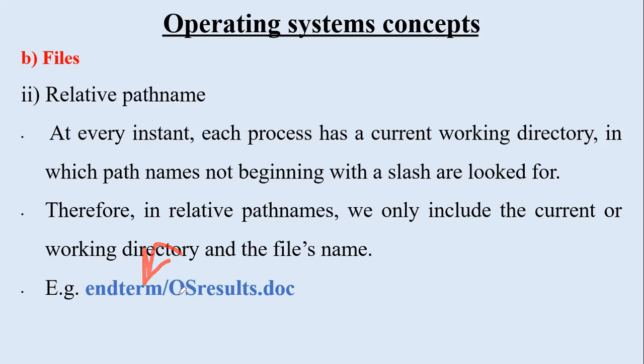And in this case, our file, which is called OS results, is found in end term exam. So that's what a relative path name is. You just refer to that working directory that contains your file. You just go directly to it. You don't need to traverse all the way the journey.